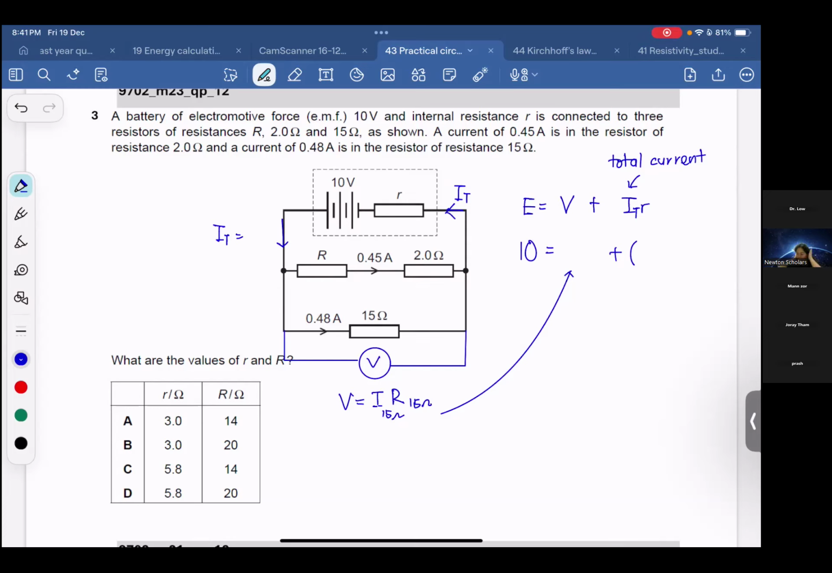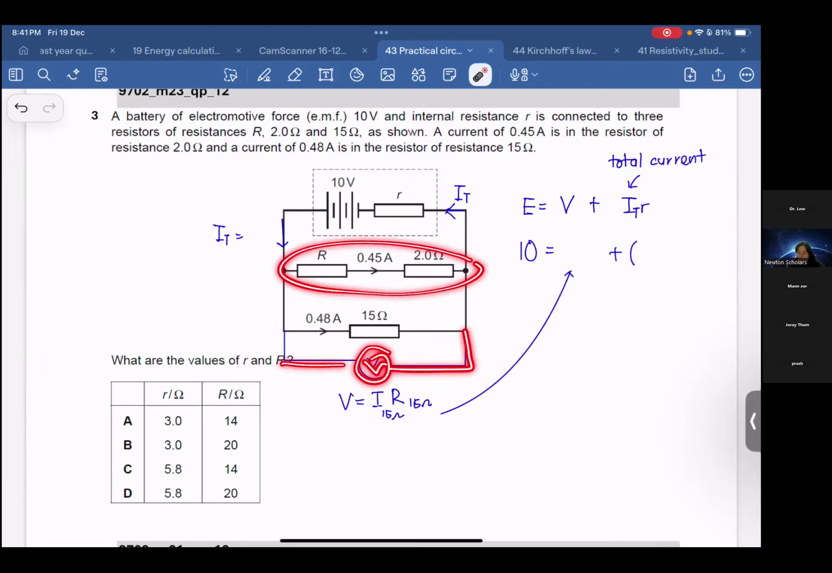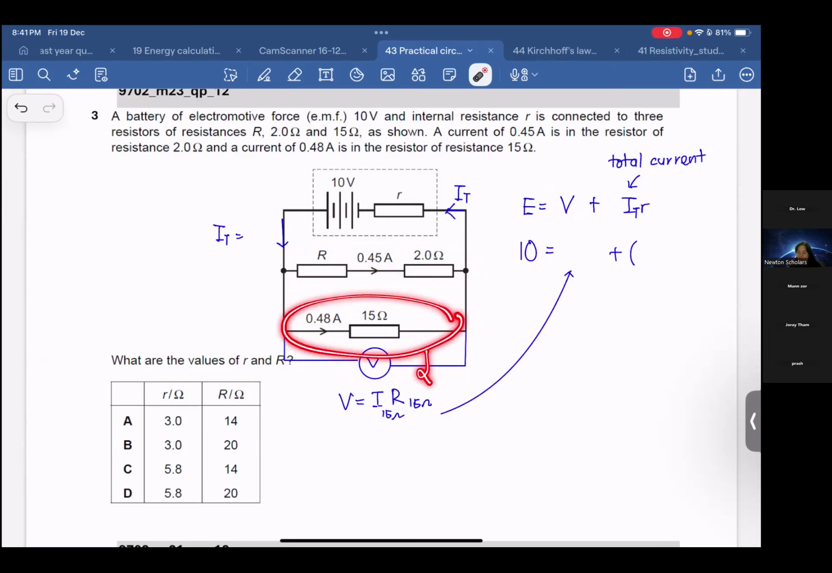Any of you get the answer? Those who don't know how to do, I tell you, the voltage here, E, you already get 10. What is your V? V is the voltage across the component. Since these two paths are parallel, you use either one to find the voltage. They will be the same. I cannot use the first path, R, then 0.45 ampere, then 2 ohm, because I don't know my R. So I use the second one to find my voltage V. So you put it in. Then the current flowing through the internal resistance is the total current.